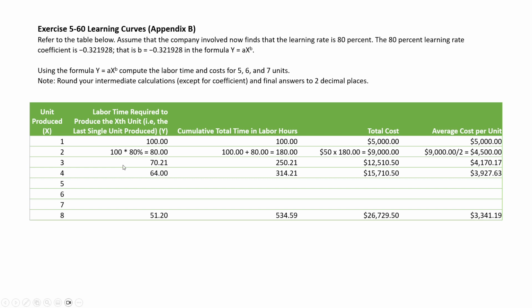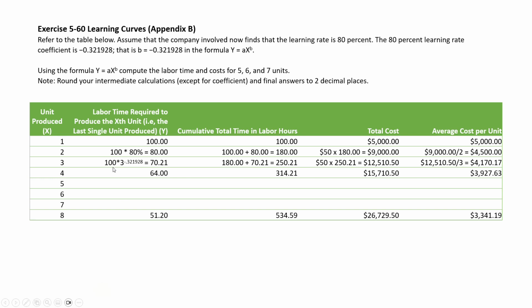Things get trickier when we get to unit number 3, because that's not doubling unit number 1. That's not doubling going from 2 to 3. Double to go from 2 to 4, but not 2 to 3. That's when we're going to have to use our learning formula of y equal a x to the b. So we're going to think about what we need to fill in here.